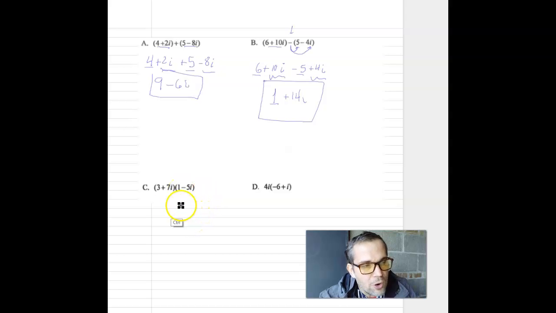So the organized approach is to look at the first thing in this parenthesis and multiply it by everything in the second set. 3 times 1 is 3. 3 times -5i is -15i.